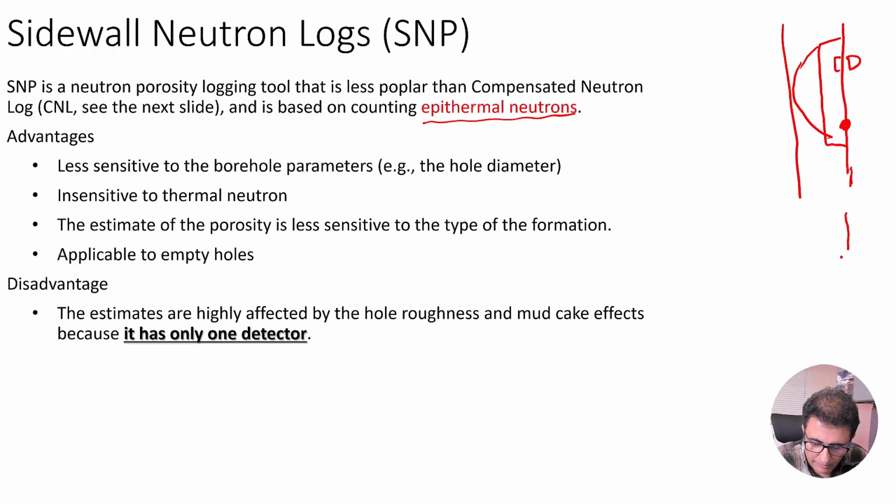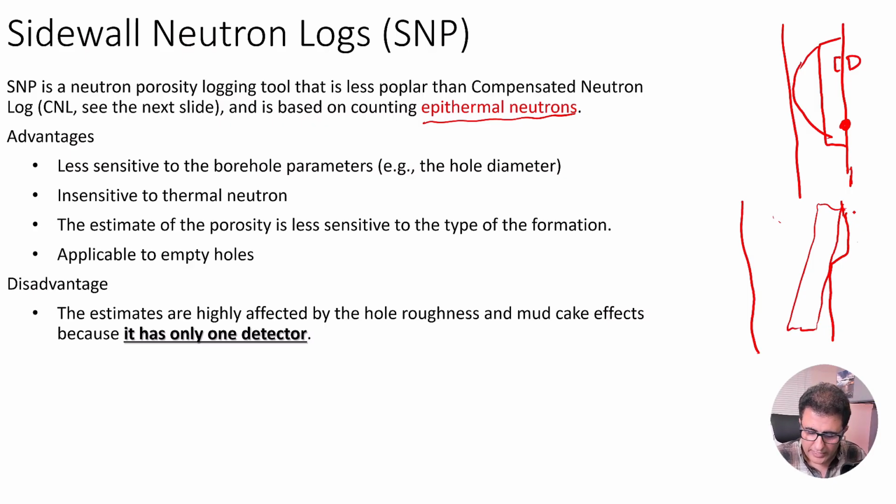And for example, if we deal with a condition like that in the borehole, assume that here the borehole is not flat, and as a result, we may have such a scenario that the clamping is not perfect, and here we have a short circuit from neutrons to the detector, and as a result, we're going to have a wrong estimate of the porosity using this logging tool.